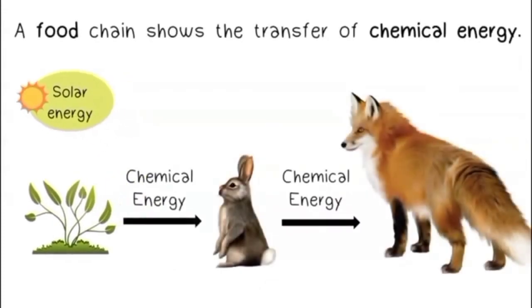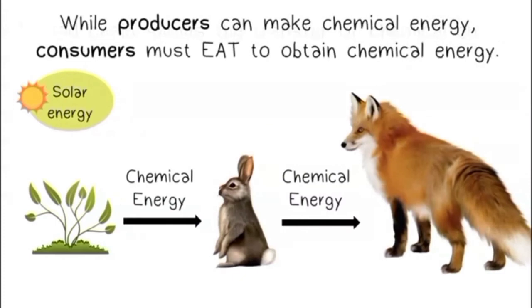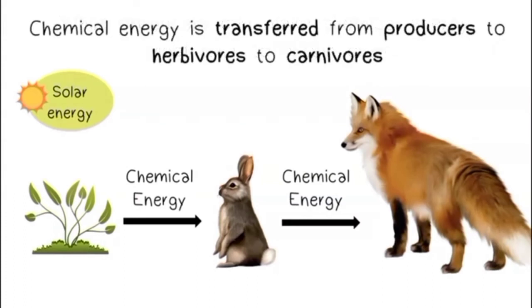A food chain shows the transfer of chemical energy. While producers can make chemical energy, consumers must eat to obtain the chemical energy. Chemical energy is transferred from producers to herbivores to carnivores.